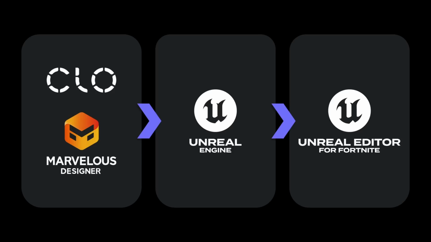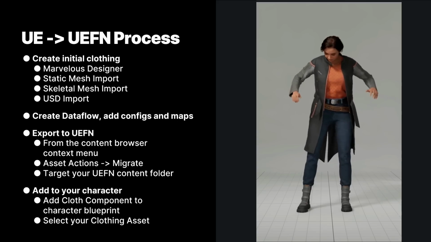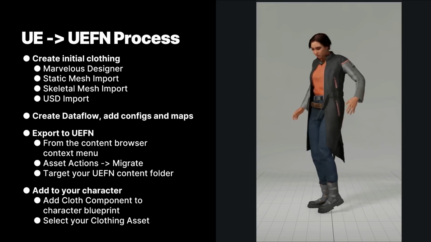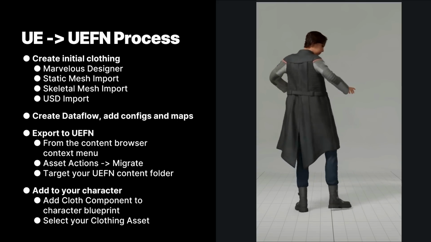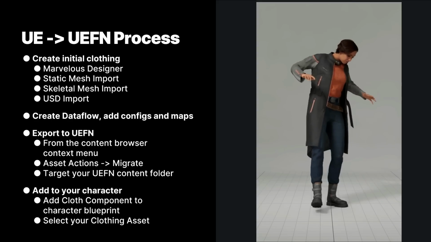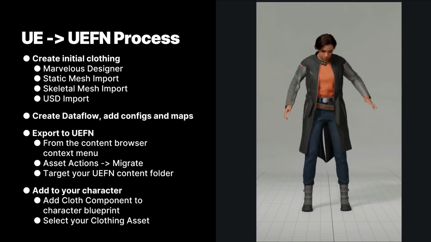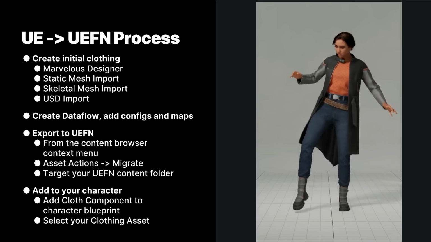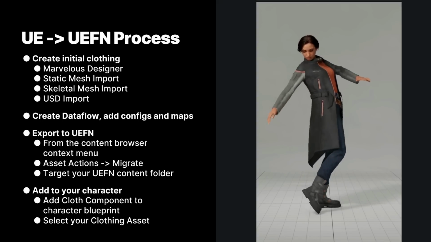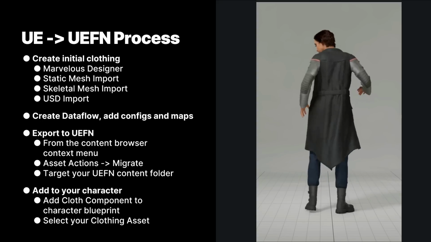Once you have the asset in Unreal, you can configure it and it's ready to use. You can also take the asset and further migrate it over to UEFN, similar to the process we used to build the Talisman demo if your project is also UEFN-based. The end-to-end process is to create your initial clothing in your DCC tool of choice, create a data flow to import it into Unreal, and then build your final clothing asset. You can then use the migration action in the content browser of Unreal to send your clothing assets over to the content folder of a UEFN project.